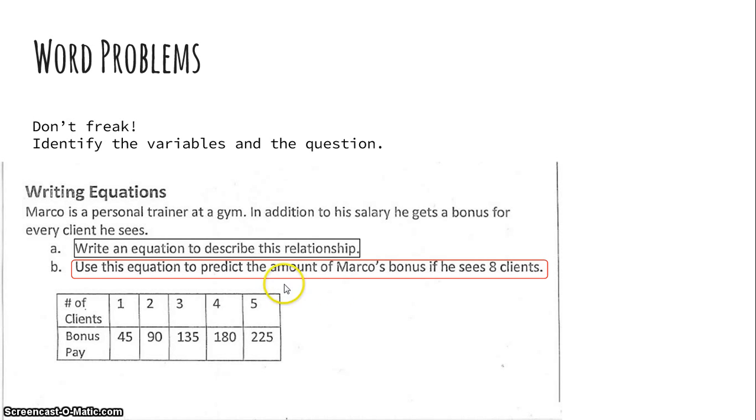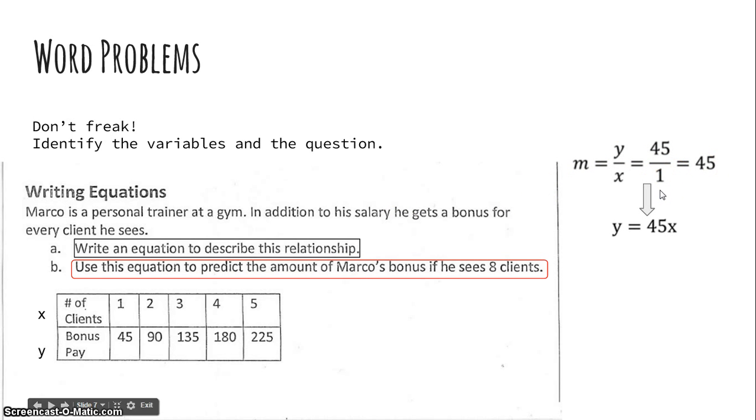Before we can do that, identify the variables. So the x's are going to be on top, y's are going to be on the bottom, because the amount of money he gets depends on the number of clients that he gets. So to get that slope, I'm going to use m equals y divided by x, that little trick. You can count up and you can see, okay, this is plus 45, plus 45, plus 45, and so on. But again, I take a y divided by an x, 45 divided by 1, 45. Nice little trick. Once I've got my slope, plug it in: y equals 45x. Once I've got that, I've done part A.